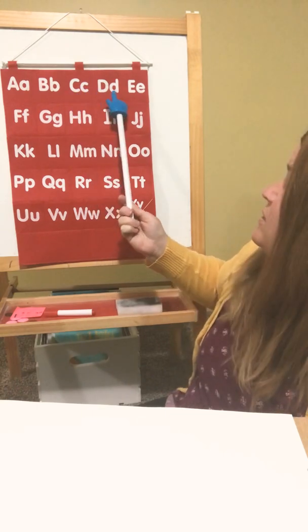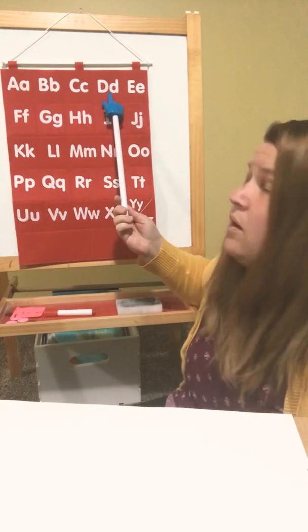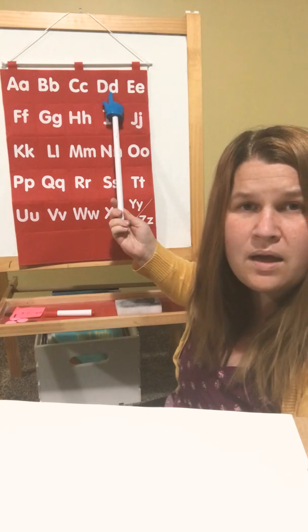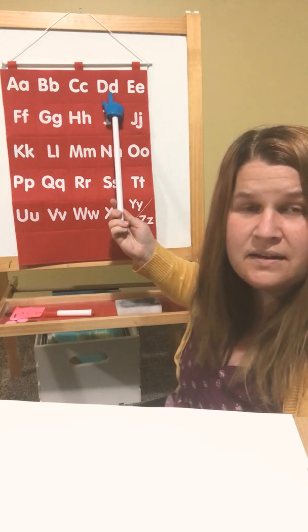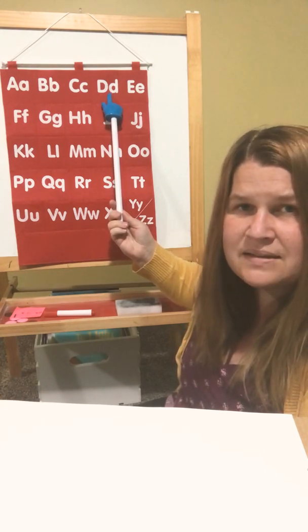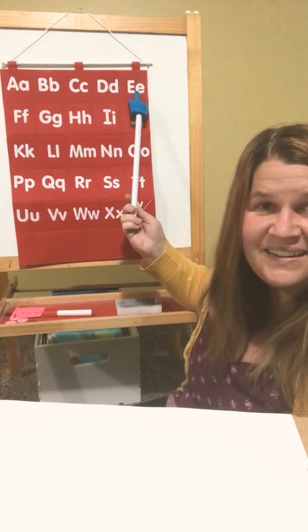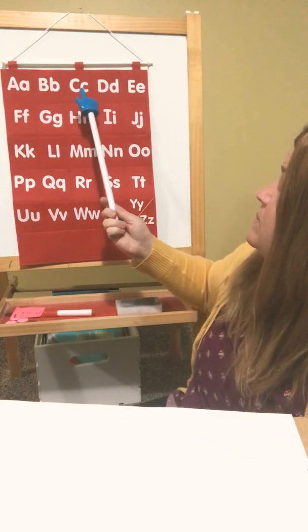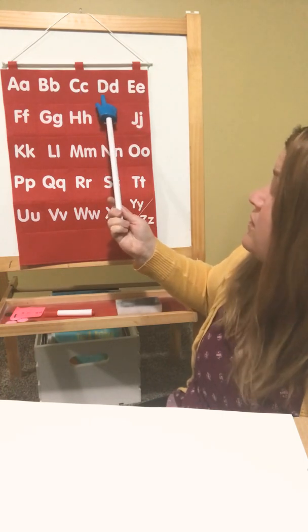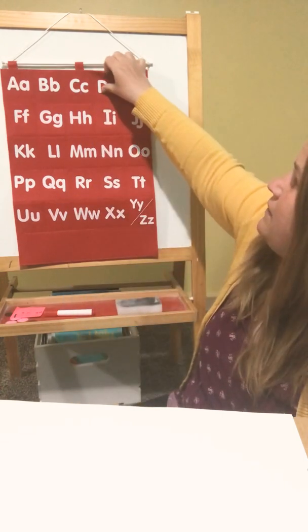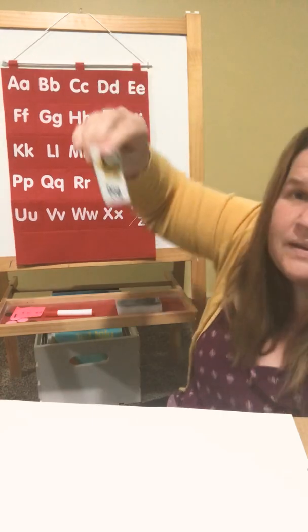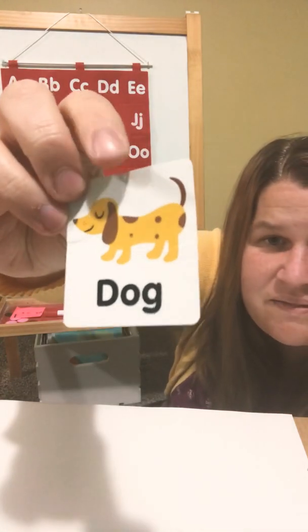Yeah. So let's put our pointers back on the D. Now I want to figure out what comes after D. So what would we say next? What comes after? It's the E. Right. So D is between C and E. And there's our D. So I'm going to peek in, see what we find. It's a dog. Dog starts with D.